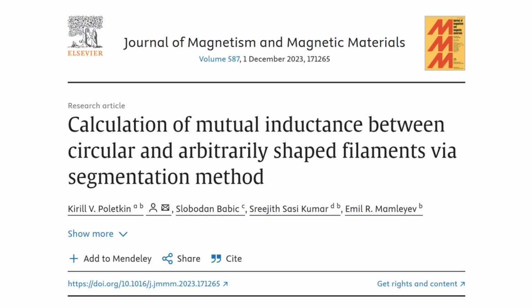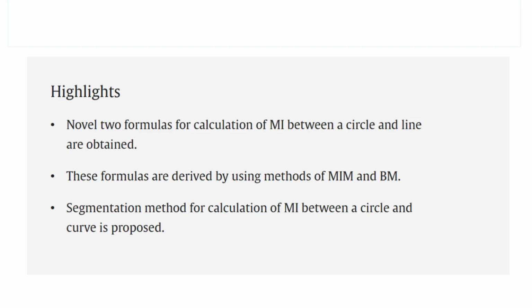Today, we're diving into a fascinating topic in electromagnetics, the calculation of mutual inductance between a circular loop and filaments of any arbitrary shape. Yeah, it's a bit of a mouthful, but it's actually really important. Mutual inductance is basically how two electrical conductors influence each other magnetically when current flows through them. Right, and to put it simply, you can think of mutual inductance as a kind of magnetic handshake between two loops of wire. The stronger the handshake, the more they affect each other.